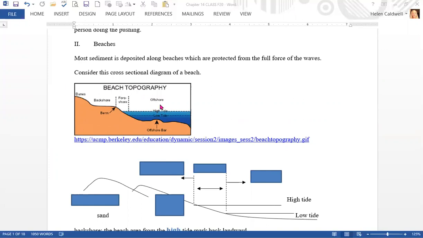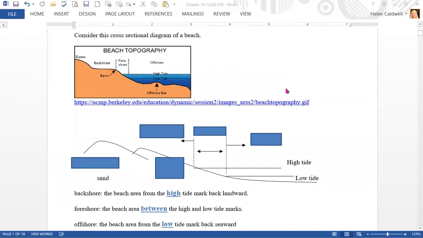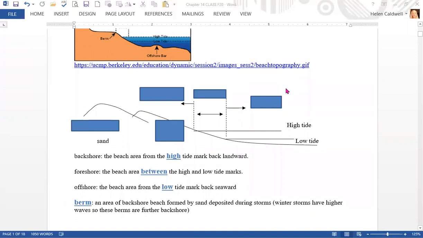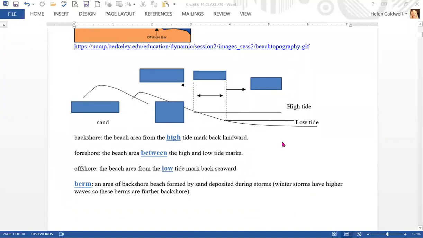And then there are some different locations. So we will look at this in the larger drawing found below, which is basically the same thing. So this line represents our low tide mark. It comes and makes a mark on the sand. This line represents our high tide mark. It comes and hits the sand. This part of the beach between high tide and low tide is called the foreshore.